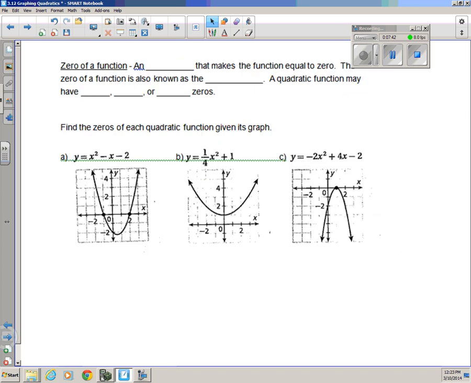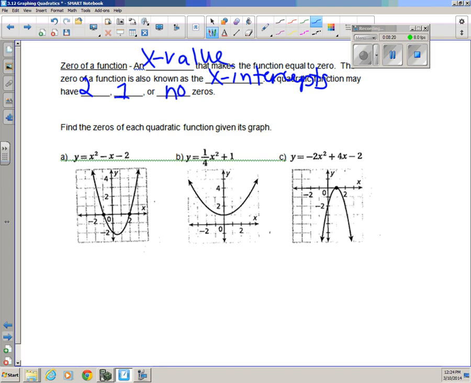Other things that you need to know. The zero of a function. Okay, zeros. In this case, the 0 happens to be an x value that makes the function equal to 0. The 0 of the function is also known as the x-intercept. We know stuff about y-intercepts, and y-intercepts are where graphs cross the y-axis. X-intercepts are where graphs cross the x-axis. Just that easy. In terms of a quadratic equation, you could possibly have 2 zeros. You could have 1 zero, or you could have no zeros.